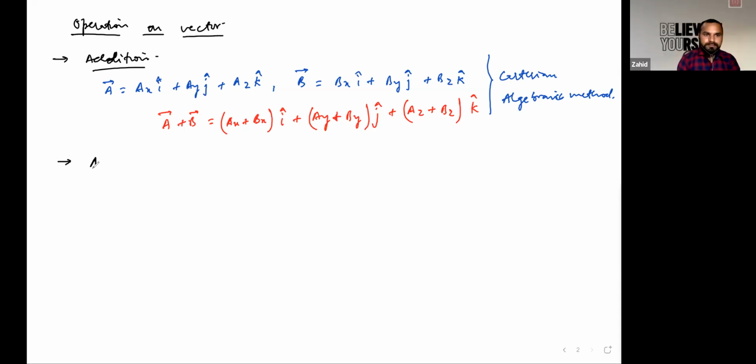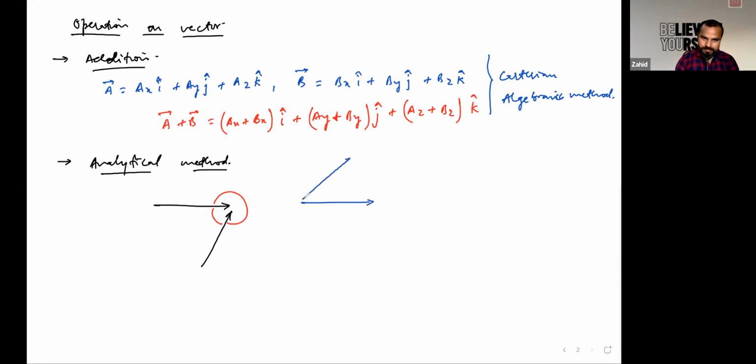Next is analytical method. In this part, I'm defining first, what do you mean by angle between any two vectors? Suppose if you have vector along this direction and another along this direction. So these two vectors must be inclined in two different ways. First along this direction, and second would be along this direction. Similarly, this is your first. So one would be along this direction and the other would be along this direction.